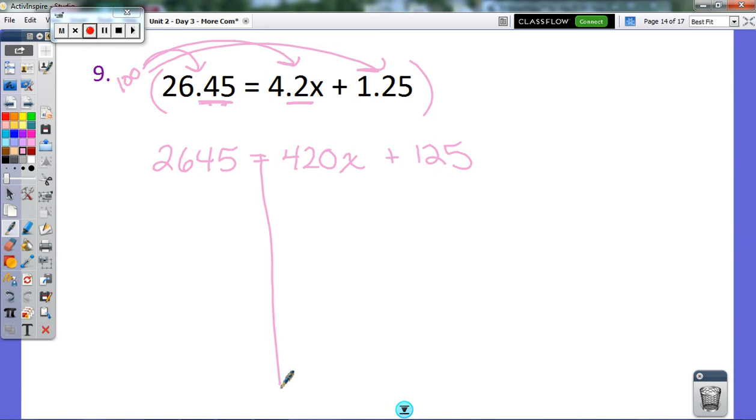So that's the whole idea about clearing the fractions and decimals. Guys, you do not need to clear fractions and decimals. It's a good idea. It'll make your question easier. But it's not going to change your answer if you work with the original fractions and decimals.